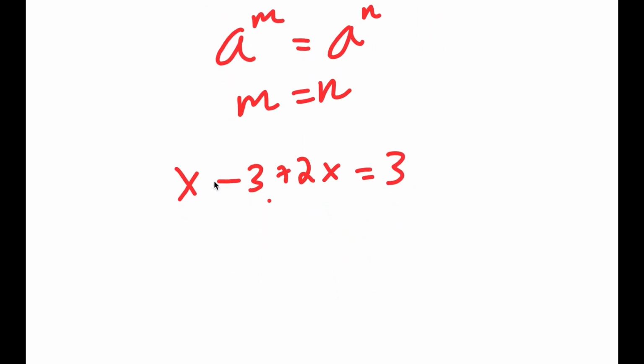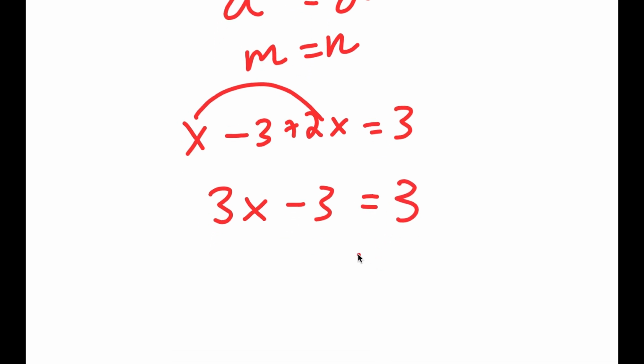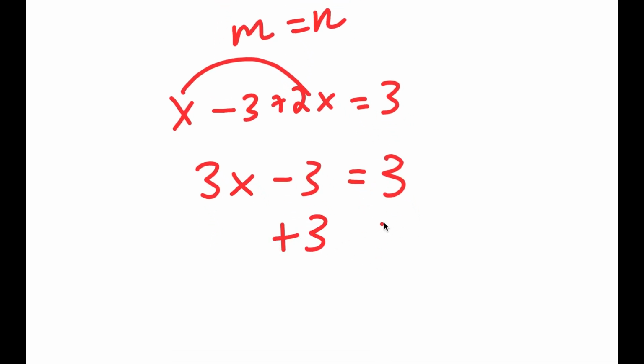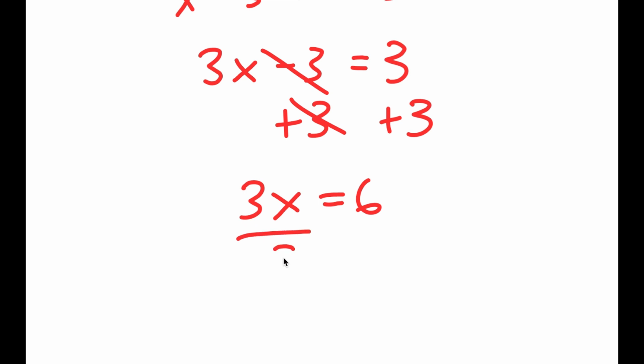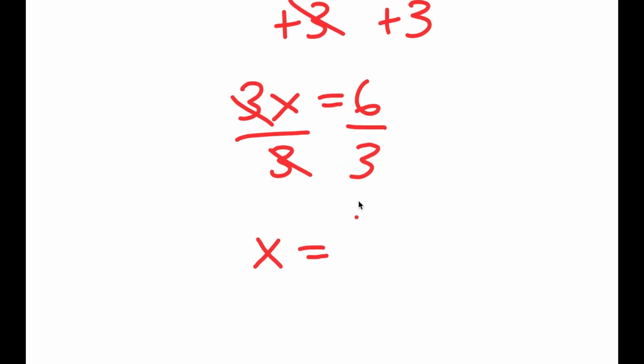So now to simplify this, we just combine like terms. x plus 2x, that's going to be 3x, so I have 3x minus 3 is equal to 3. And now I'm going to add 3 on both sides. So I get 3x is equal to 6. And if I divide both sides by 3, I get x is equal to 6 divided by 3, which is 2.